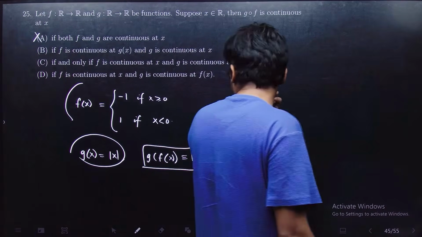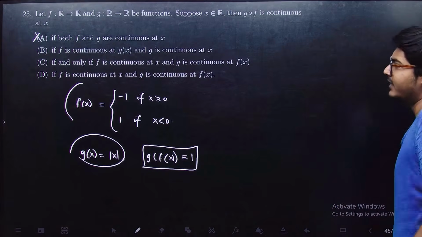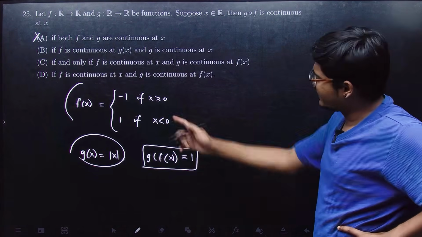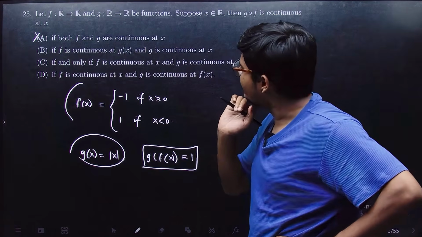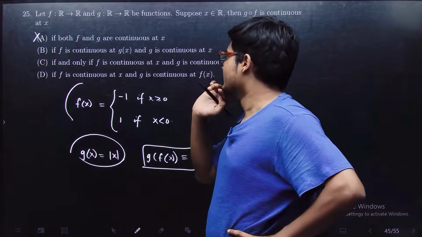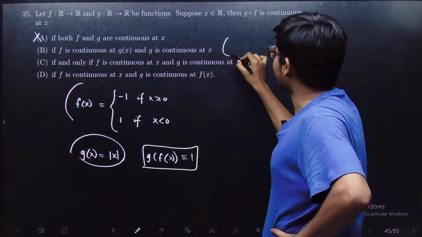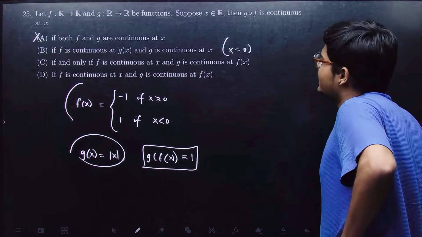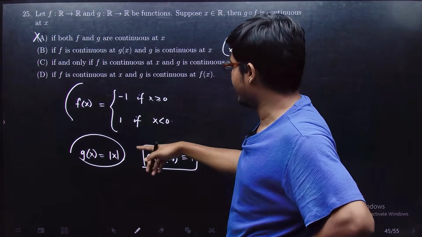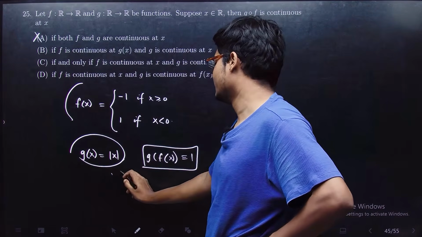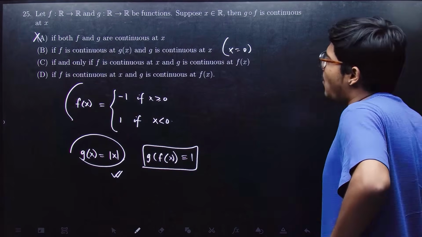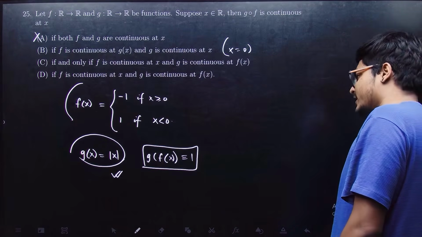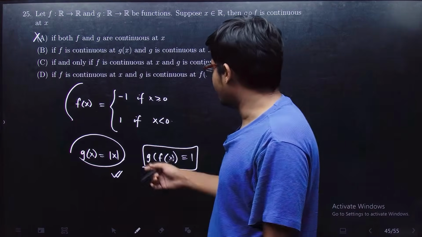If f is continuous at g of x and g is continuous at x, okay? Right, is this condition sufficient? If I work with the same example, let's see what happens. F is continuous at g of x, right? So we are checking continuity at x equal to 0, okay? So we're looking for continuity at x equal to 0. Then x is equal to 0, and at 0, g is continuous, right? G is continuous.